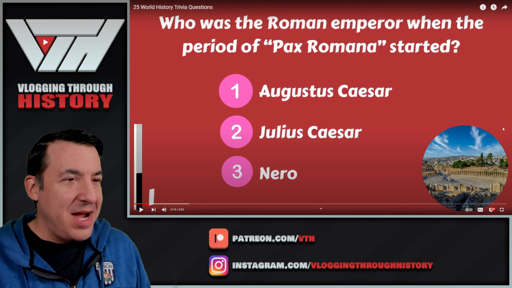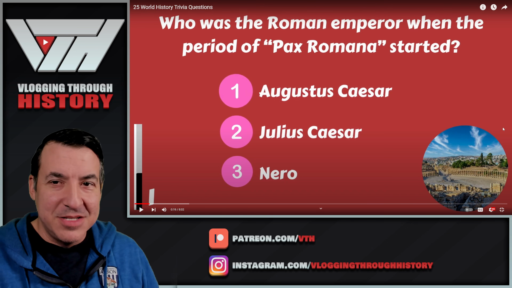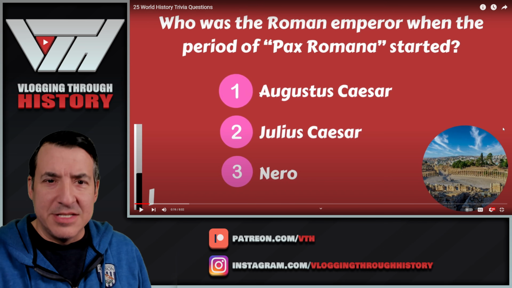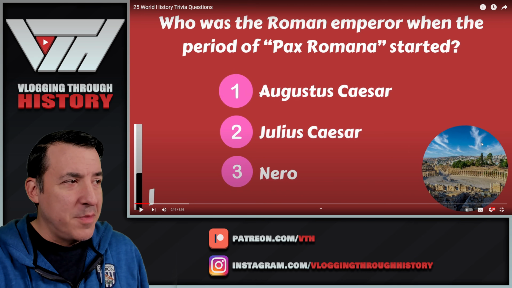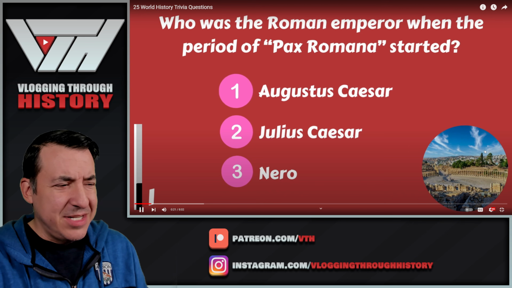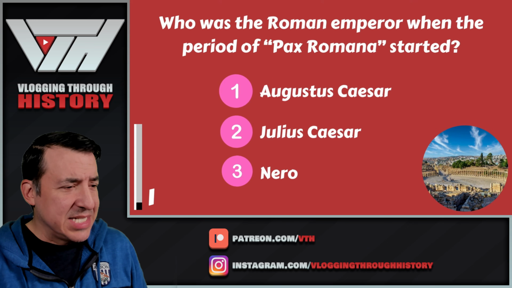Who was the Roman emperor when the period of Pax Romana started? Peace is what Pax stands for. That's Caesar Augustus. It's definitely got to be him. He's the first Roman emperor, so I believe that's who that would be. Pax Romana started. Julius Caesar wasn't technically a Roman emperor. Caesar or Nero? He was a dictator.